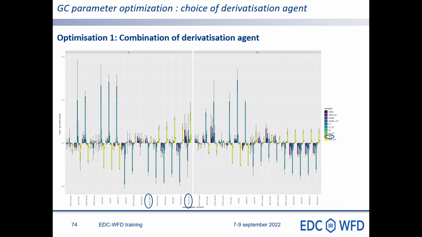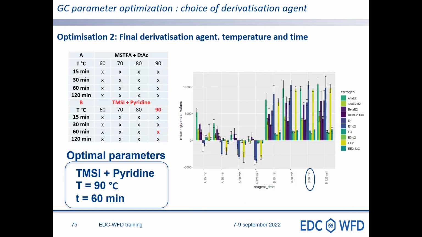Based on the results, we selected the two most optimal derivatization agents and solvents, in favor of EE2, which has the lowest EQS. Namely, MSTFA with ethyl acetate and TMSI with pyridine were selected as the two most optimal derivatization agents, and they were further tested at different temperatures and time.